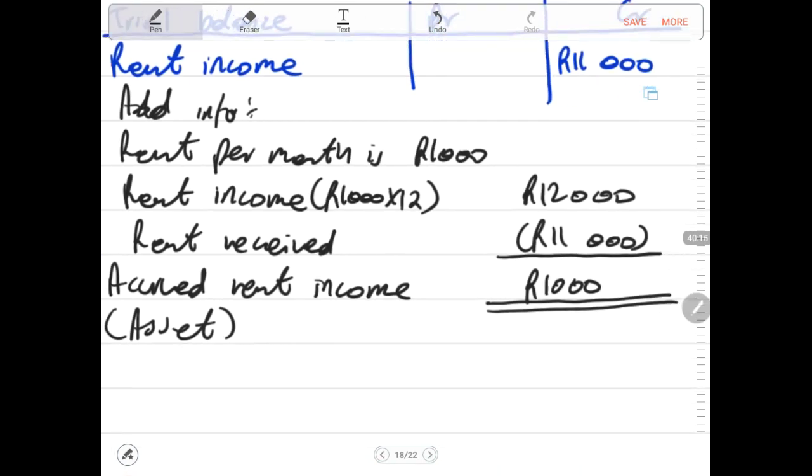Which we do have control over. Then that's the definition now of an asset, for those who understand the definition of an asset. Therefore, now we must record this amount of 1,000.